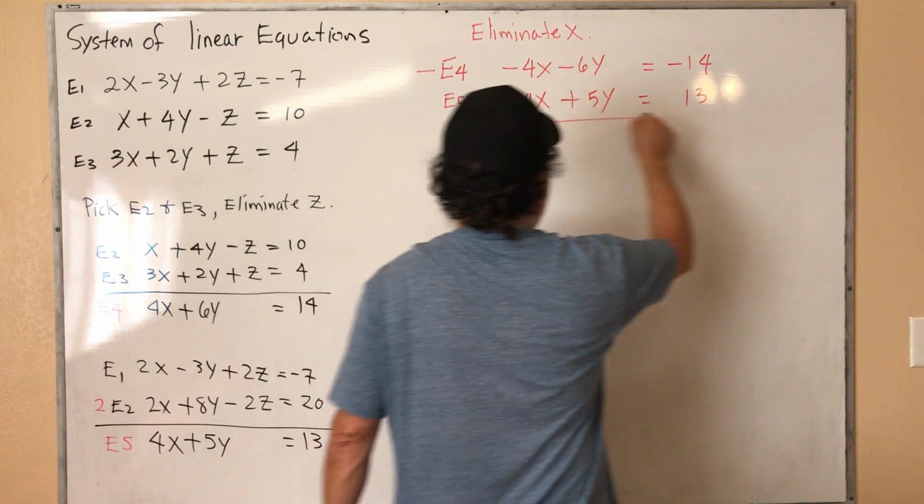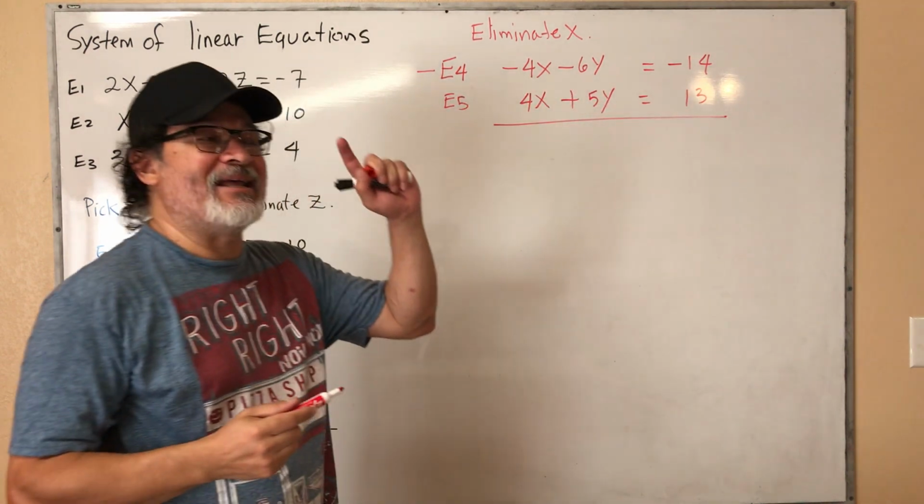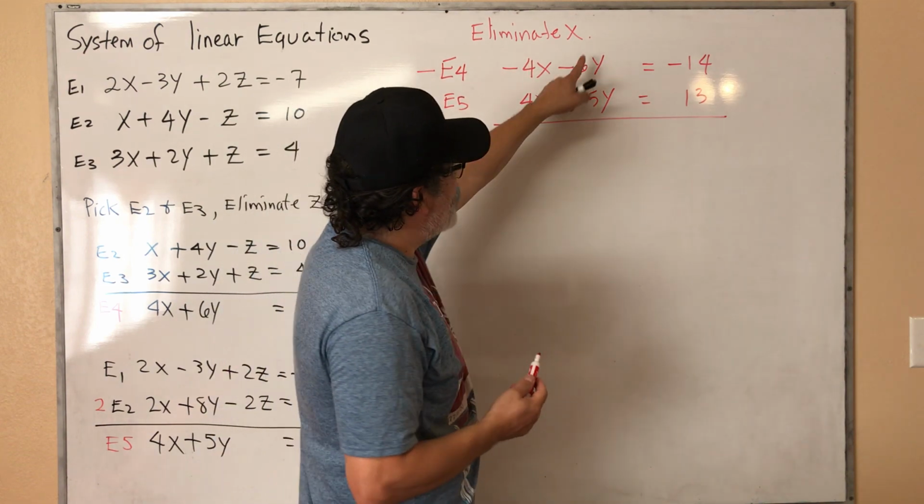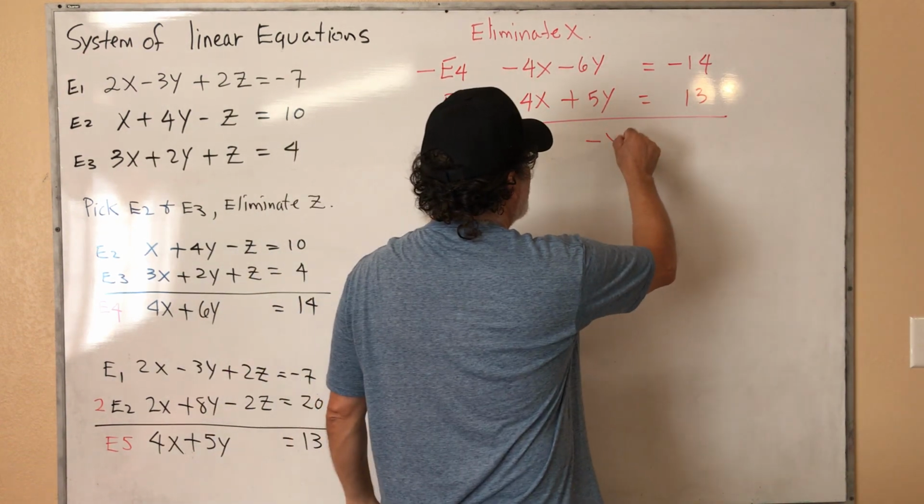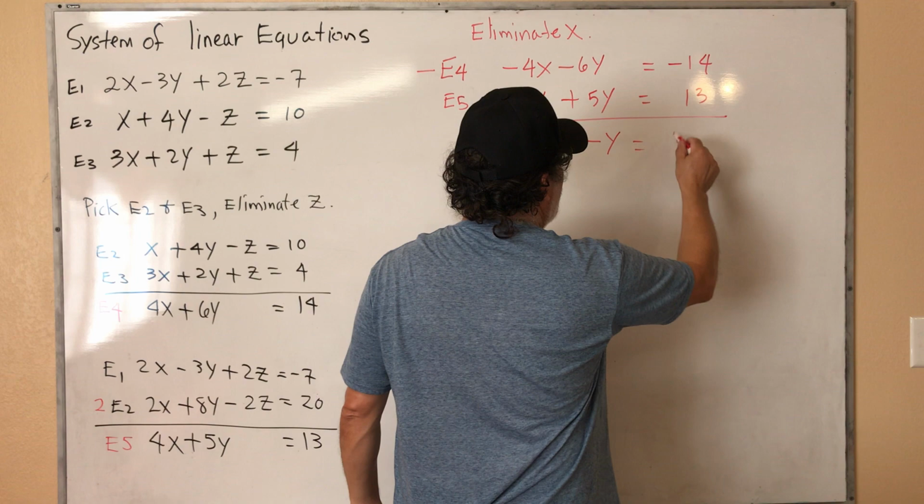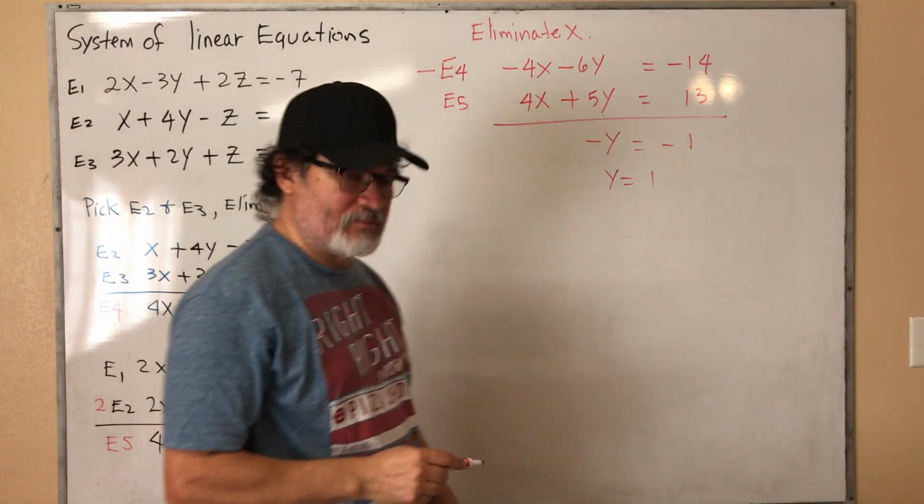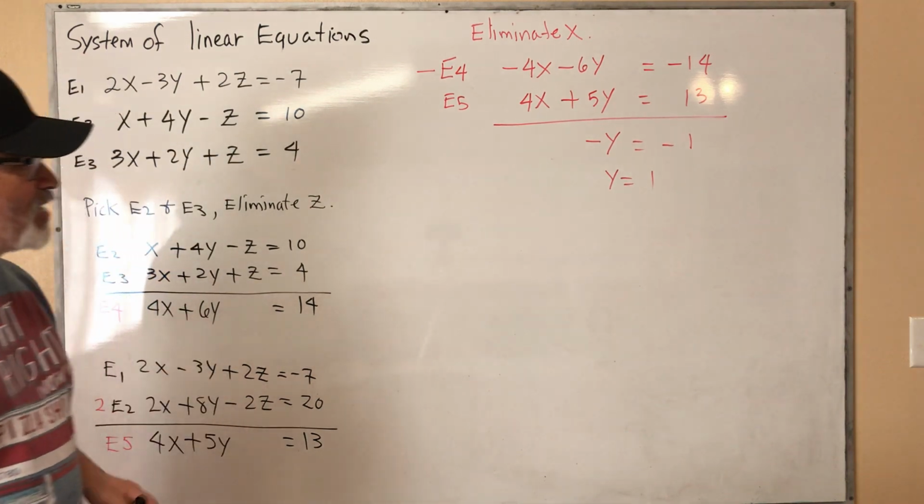Now eliminate x by adding the equations. Okay, that's a 0. And what is this? This is minus y. And what is this? Negative 1. So y equals 1. Okay, very good.